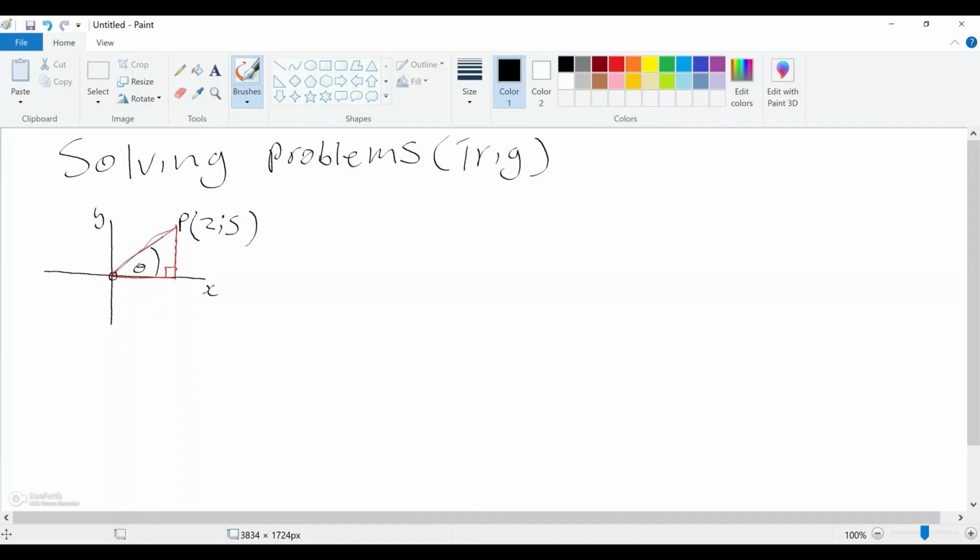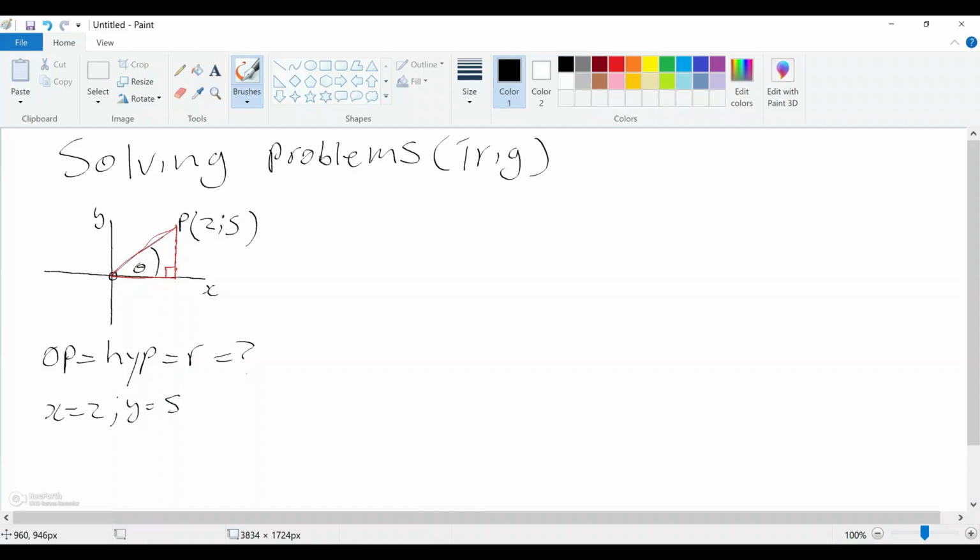Now, remember, OP is actually the hypotenuse. OP is the same as hypotenuse. It's the same as radius in this case. Now, we do have our x, which in this case is 2, and we do have our y, which in this case is 5. Now, how are you going to find OP? This is what they are asking for. Find OP, which in this case is the radius, the hypotenuse.